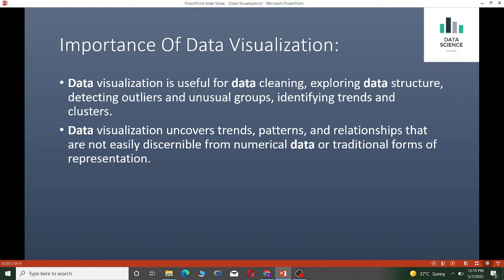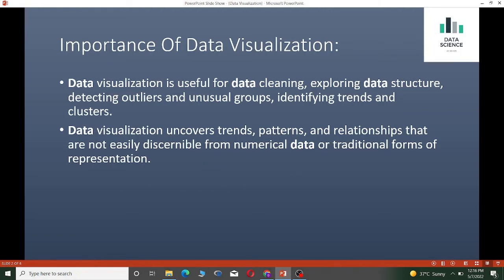That is why it has a vital role in the field of data science. One has to be very accurate and very skillful in data visualization if you are interested in data science. The second thing they are telling here is that data visualization uncovers trends, patterns, and relationships that are not easily discernible from numerical data or traditional forms of representation.